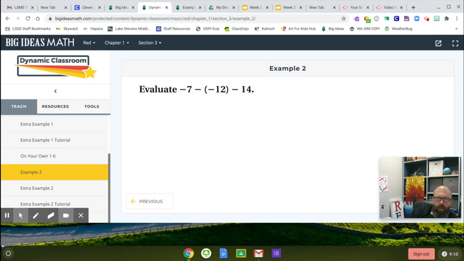All right, seventh graders, here we go. 1.3, example 2. And now we're just adding an extra step here. So this is the same thing. You just have to do it once and then do it twice.